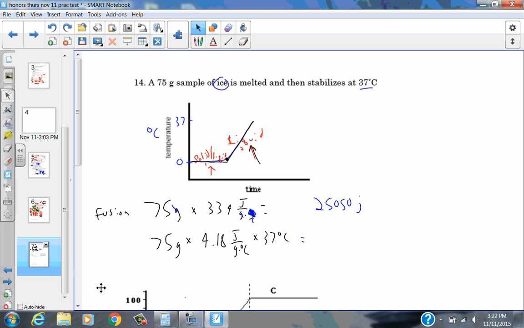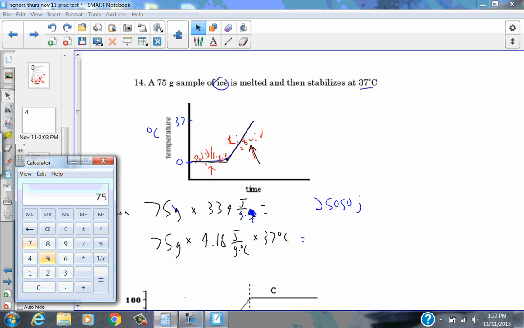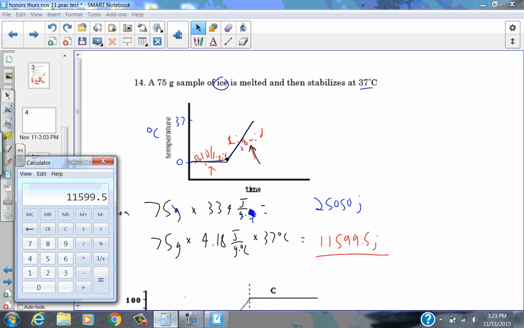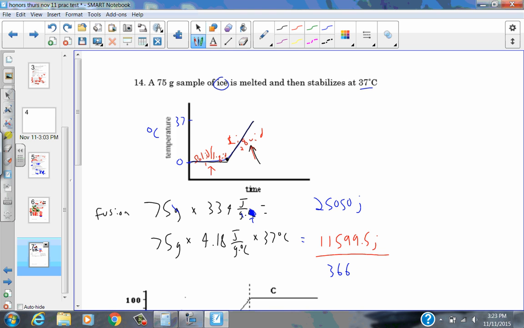75 times 4.18 times 37, 11,599.5 joules. Wow, this seems like a lot. I don't know why. Probably because it's so many grams. The last one was only a 5-gram sample, so it makes sense that it would be about 15 times bigger numbers. 25,050 plus 11,599.5 equals 36,649.5 joules.